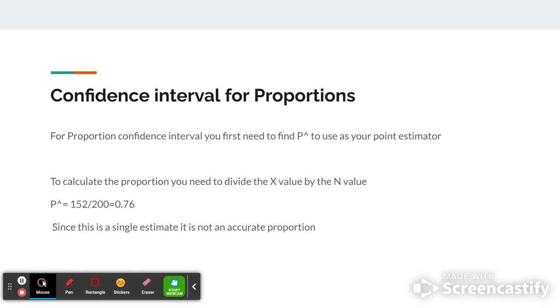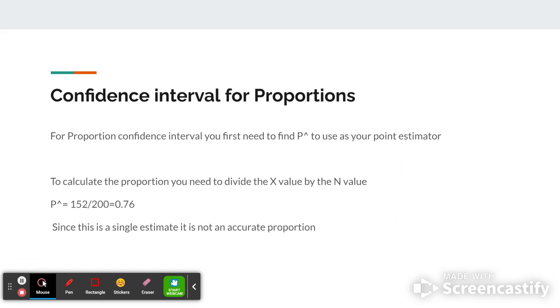So now I will be explaining confidence intervals for proportions. For proportion confidence intervals, you first need to find the p-hat or proportion to use as your point estimator, the same thing as X bar in the population mean. To calculate the proportion, you need to divide the X value by the N value.